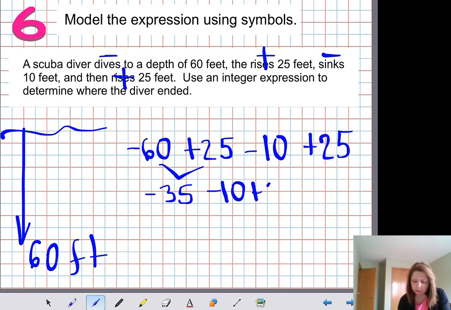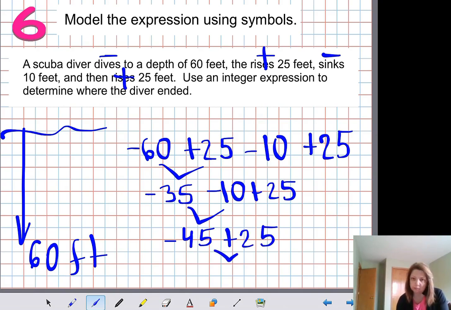Minus 10 plus 25. So negative 35 minus 10, when we have two numbers with the same sign, we add those, so we get 45, and we also keep the negative sign. And then I will copy plus 25. So for the final answer here, we have one negative and one positive. We take away, so the answer is 20, and we keep the negative sign. So the final answer will be negative 20 feet for this particular example.